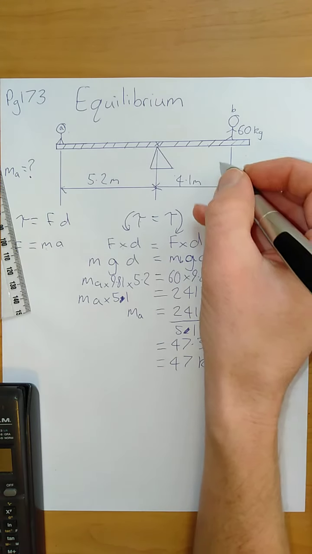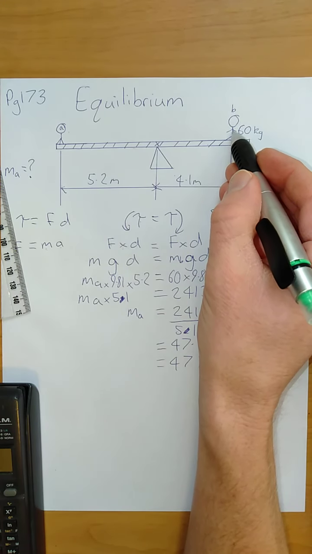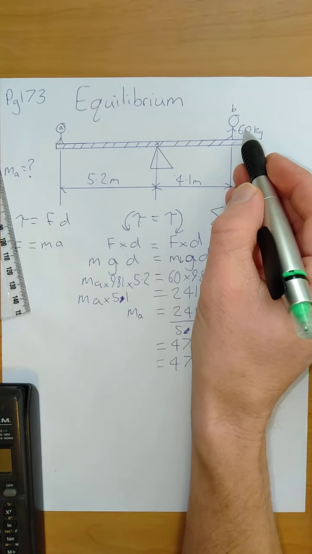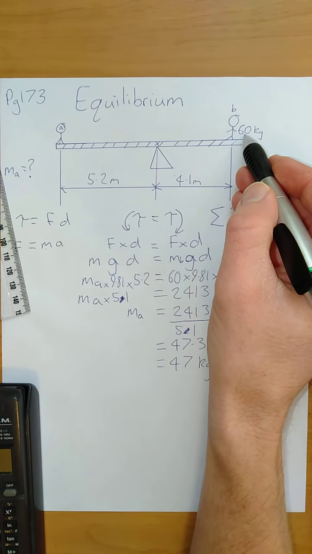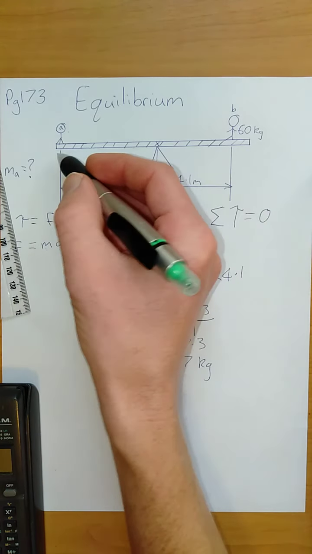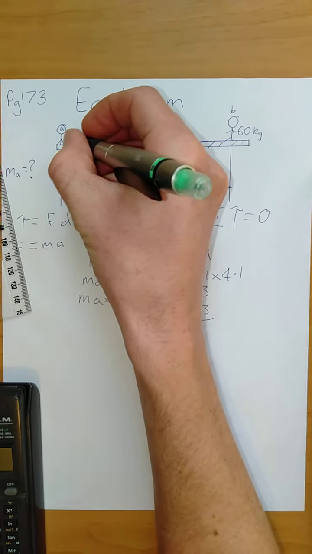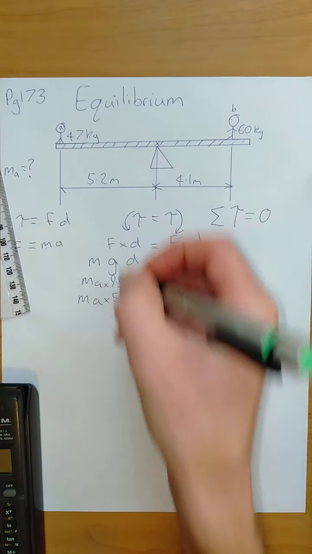And that agrees with what I pointed out at the start. Because this person is closer to the pivot point, they will be heavier. So this person was 60 kgs. This one was further away, and they were only 47 kgs is what we've just worked out.